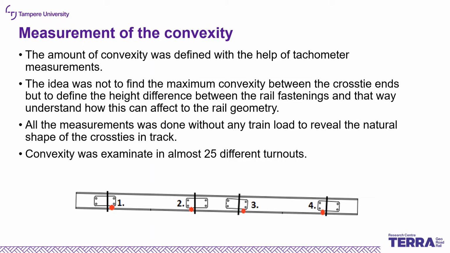So we are measuring points 1, 2, 3, and 4. The measuring points are in the picture. And all the measurements were done without any train loads, because we want to reveal the natural shape of crossties in track. We want to see how convex it is in its natural shape in track. And the convexity was examined in almost 25 different turnouts. So at least 500 crossties were examined, even more.